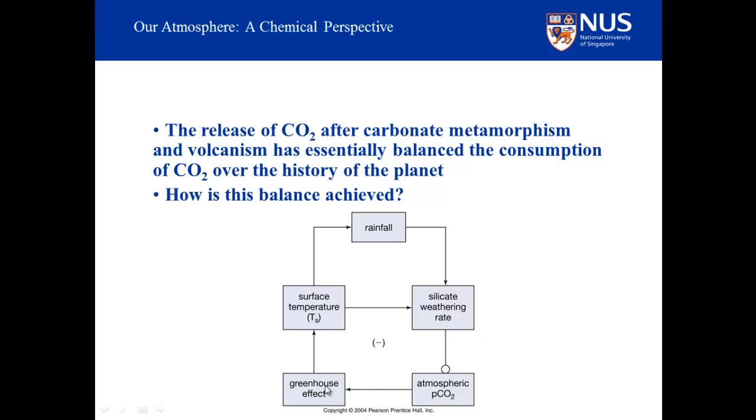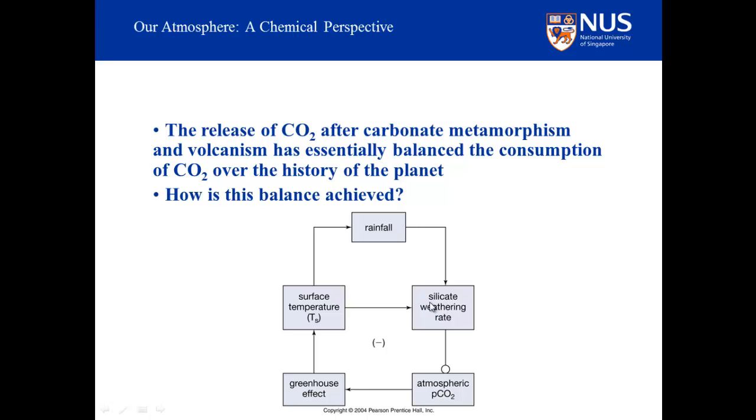Let's see how this works altogether. Let's consider what would happen if, for instance, surface temperature increases. If surface temperature increases, this would have two effects. It would increase the amount of rainfall because higher surface temperature would mean there would be more humidity in the atmosphere. Because you've got increased rainfall, you get more silicate weathering. And the silicate weathering is also increased because of the increased temperatures to begin with.